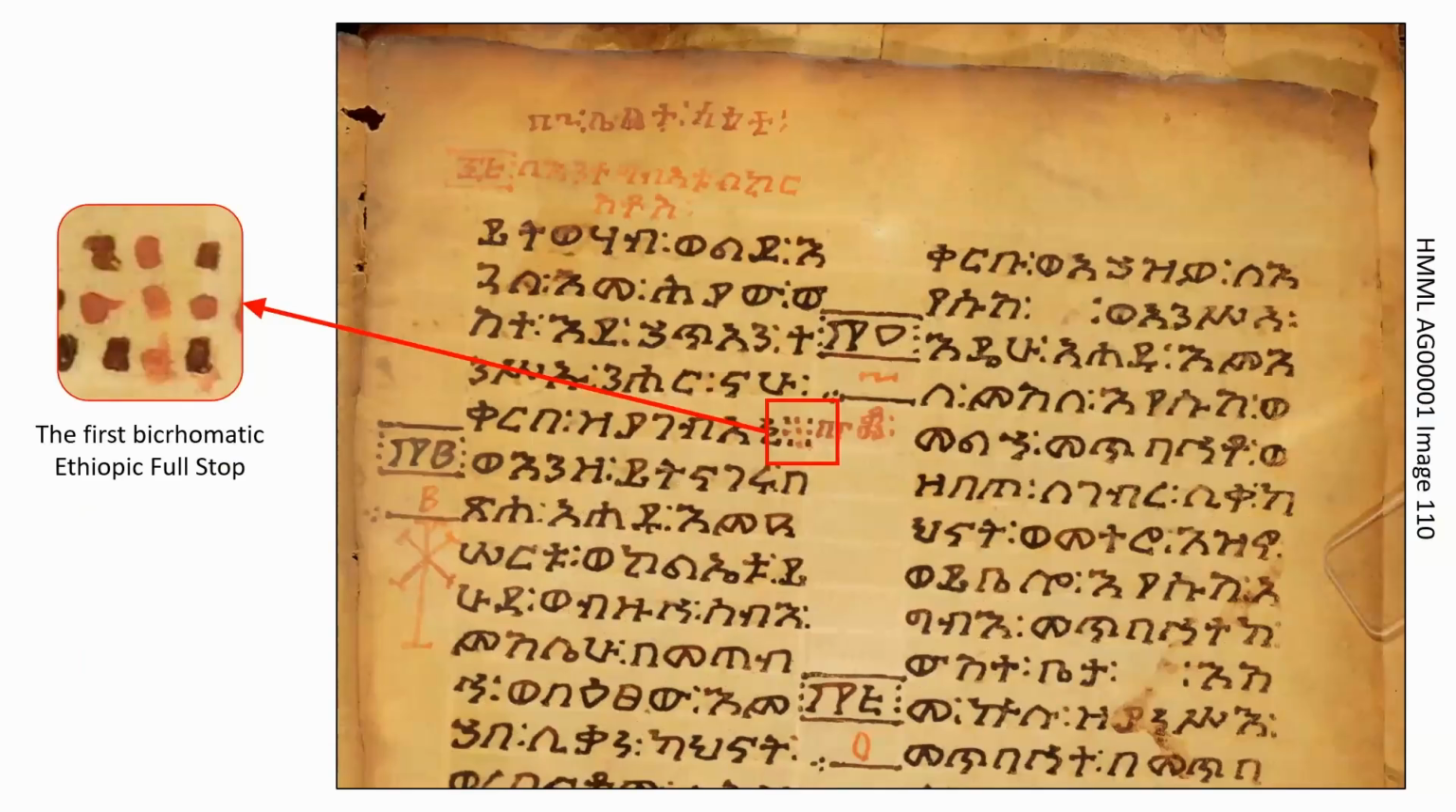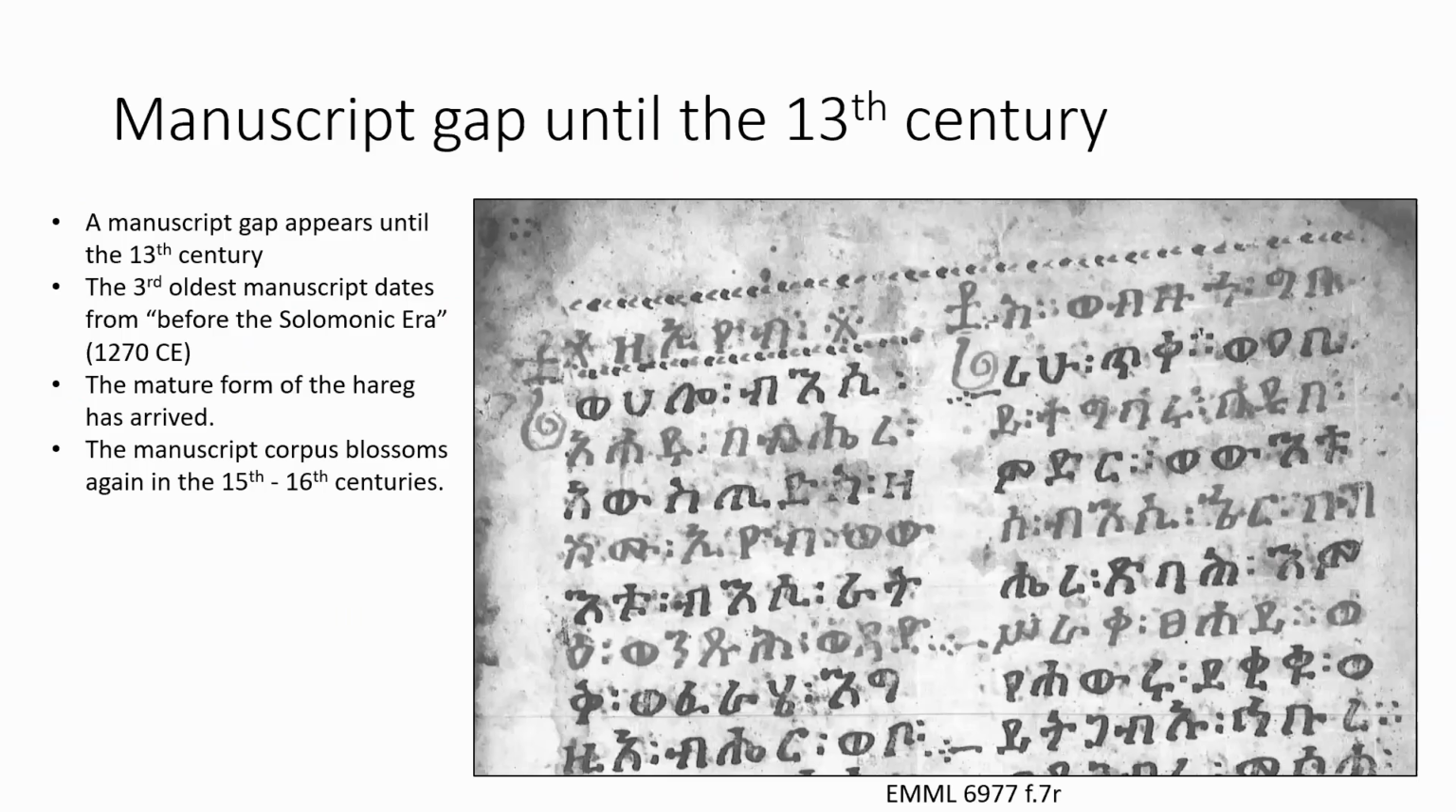But what's most interesting to me here, what I find most fascinating, is the first arrival of bichromatic rubrication in the Ethiopic full stop. And we'll see lots of this. So the bichromatic rubrication, meaning in both black and red, appears in the 6th century. To get to the third oldest manuscript in the corpus, we have to jump ahead 700 years, unfortunately. There is this gap in the Ethiopic corpus where manuscripts are simply lost to wars, looting, invasion, fire, and so on.